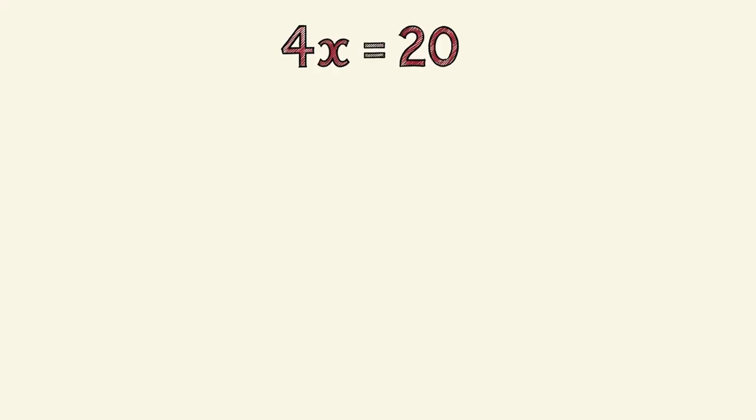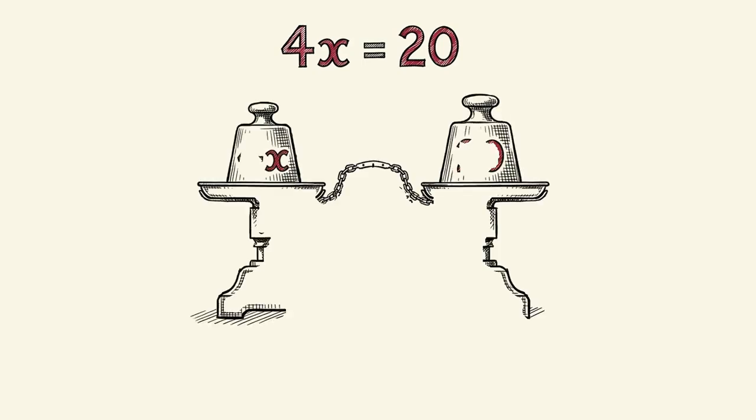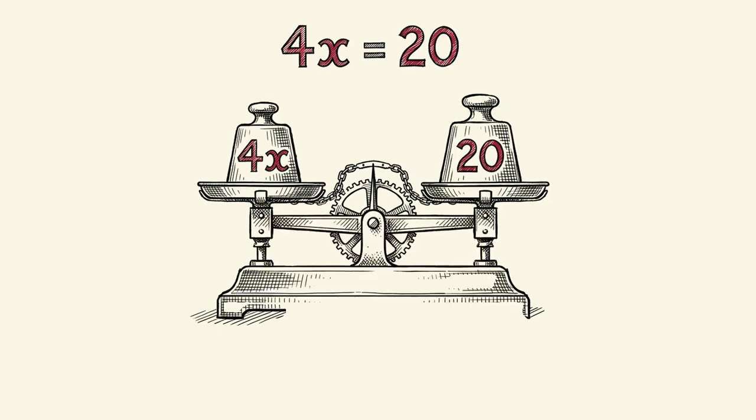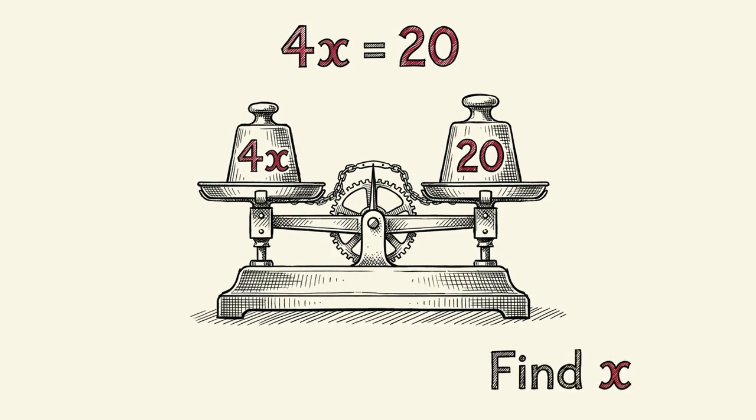Look at the equation 4x equals 20. Picture a balance scale. On the left side is 4x. On the right side is 20. The scale is balanced because both sides have the same value. Our goal is to find x.